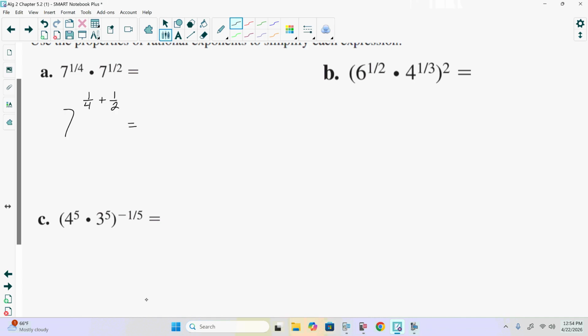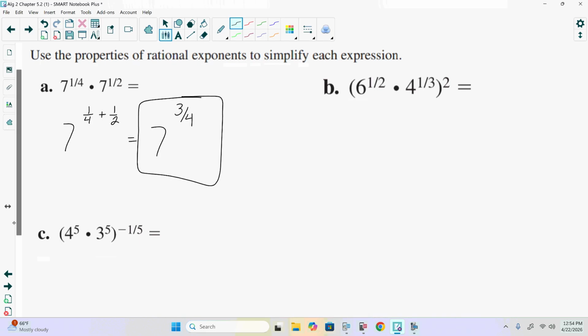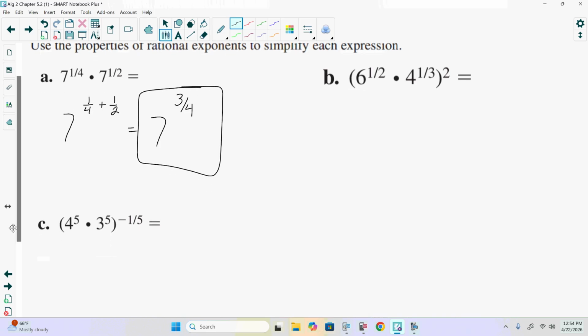1/4 plus 1/2 is 3/4. Telling us that this is 7 to the 3/4. Questions on this so far? That's it. Use the properties to simplify its expression. We're not solving, we're just simplifying, so it's 7 to the 3/4. If we can simplify and multiply farther than that, we will, but this is as far as we can take this one.